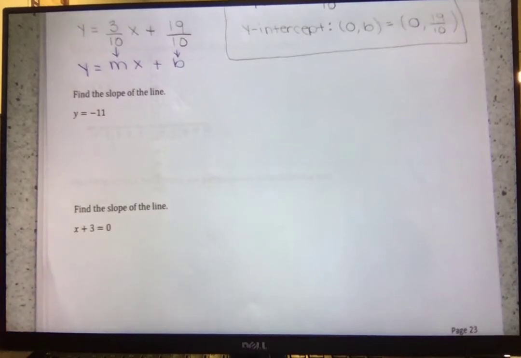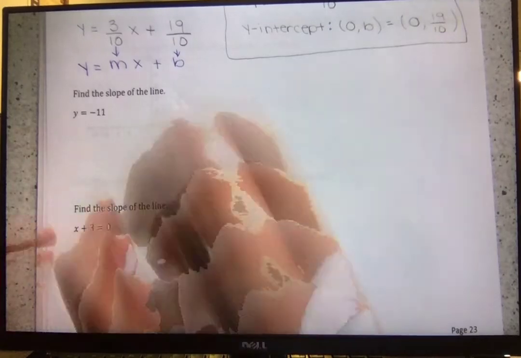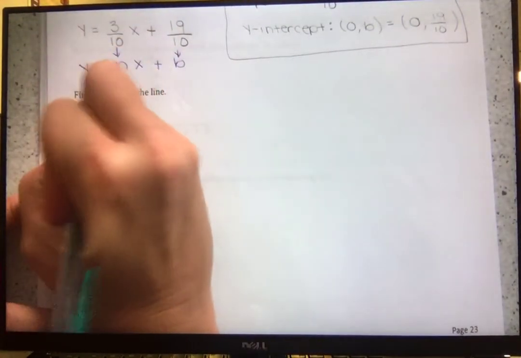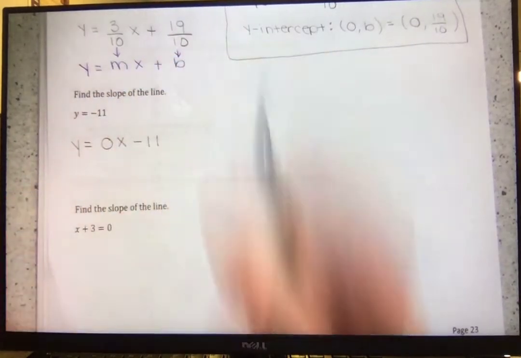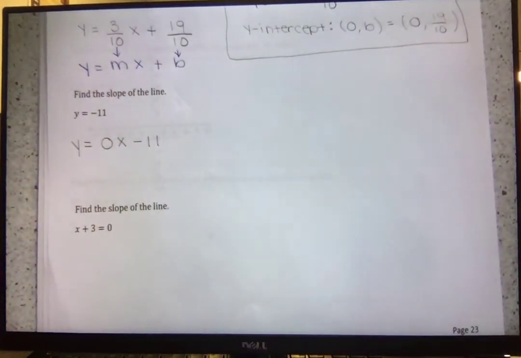But I don't have an m value. So how can I write this with an m value? If there isn't an m value, it automatically equals 0. Perfect. We can write it in as 0. Exactly. Good job. So we can write it as y equals 0x minus 11. Whether you need to write it like this or you can automatically just see it, it's totally up to you, whatever helps you get the right answer.